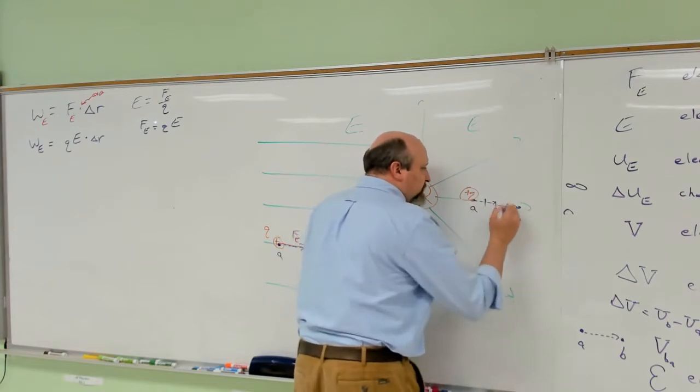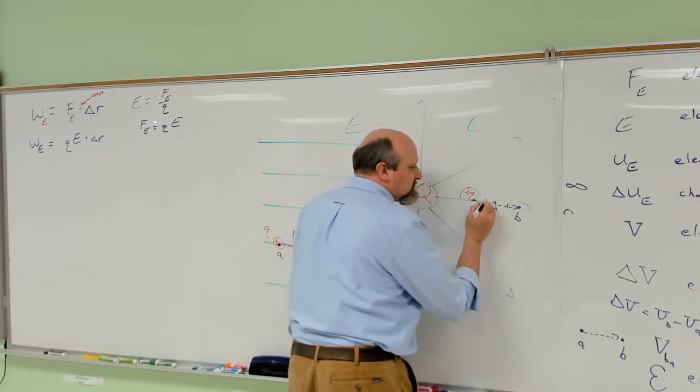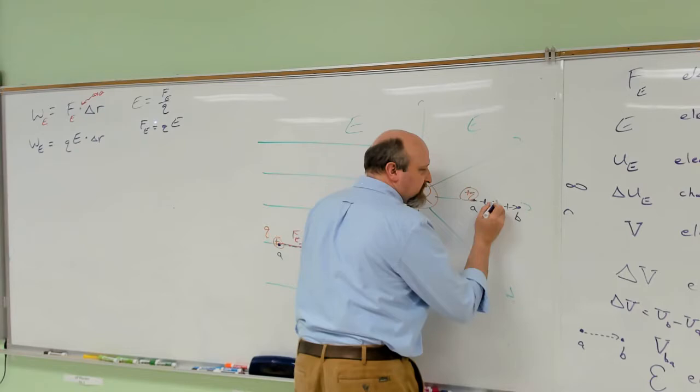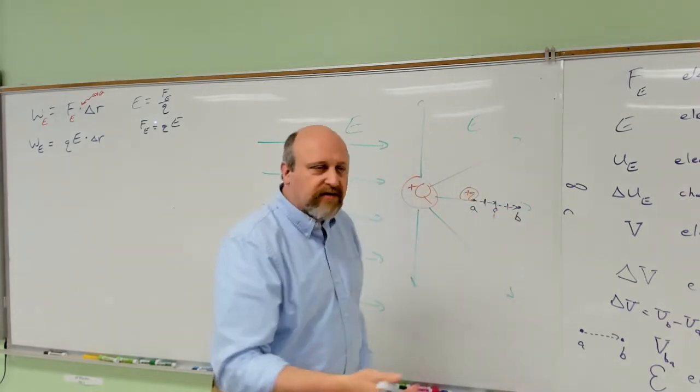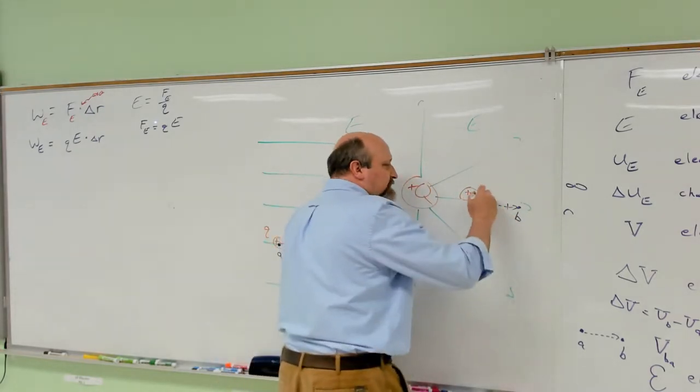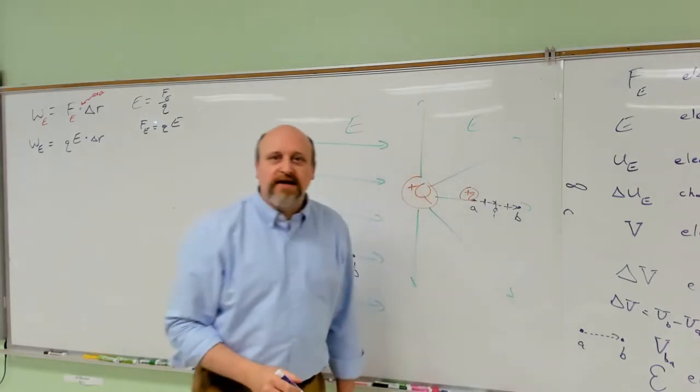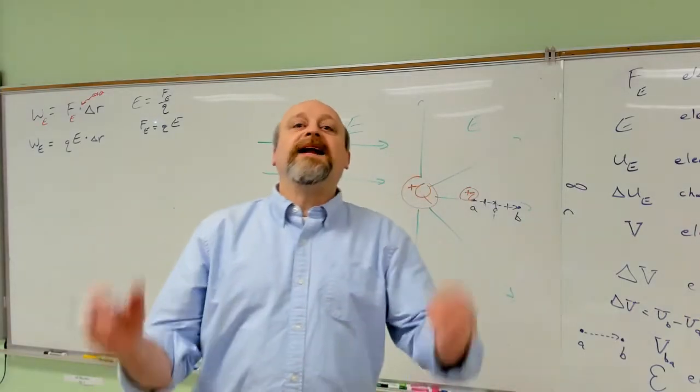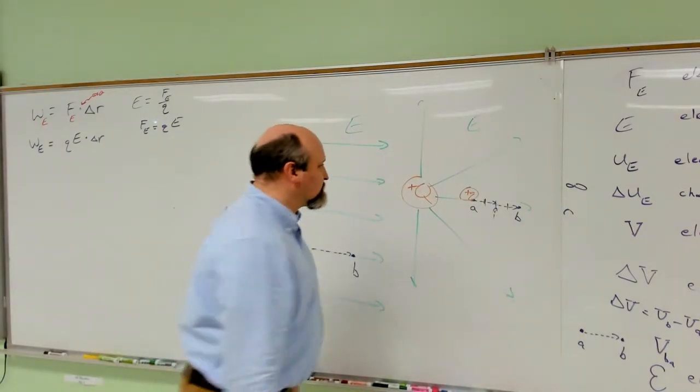So maybe I'll chop it up into more pieces. The E field here for this distance, the E field here, calculate here for this distance, for here for this. It's going to be a value even closer to the right answer. What I'm going to have to do is chop this up into a whole bunch of little pieces. How many little pieces? An infinite number of little pieces.